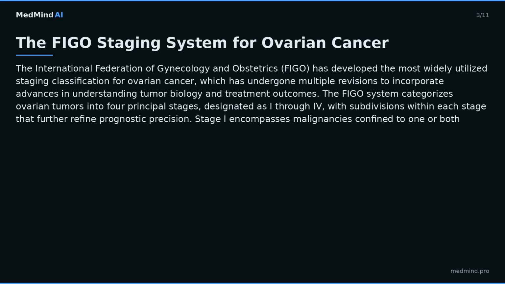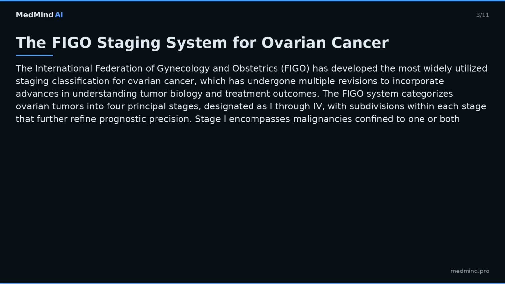The FIGO staging system for ovarian cancer. The International Federation of Gynecology and Obstetrics, FIGO, has developed the most widely utilized staging classification for ovarian cancer, which has undergone multiple revisions to incorporate advances in understanding tumor biology and treatment outcomes. The FIGO system categorizes ovarian tumors into 4 principal stages, designated as I through 4, with subdivisions within each stage that further refine prognostic precision.